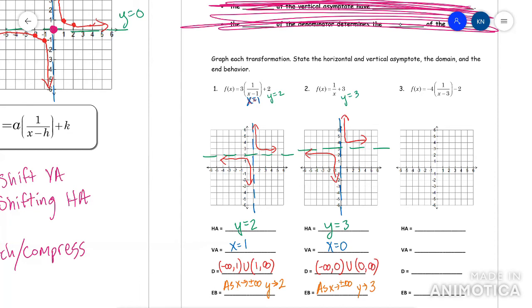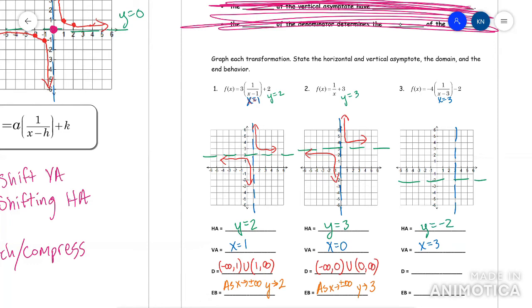All right, this last one is a little bit different. I would still go after my vertical asymptote first. So I would realize that x equals 3, because it would throw an undefined, is my vertical asymptote, x equals 3. Okay, now I'd go after my horizontal asymptote. It shifted down 2. So y equals negative 2.